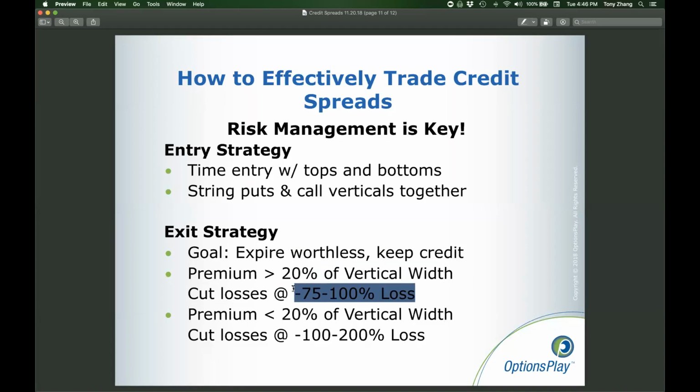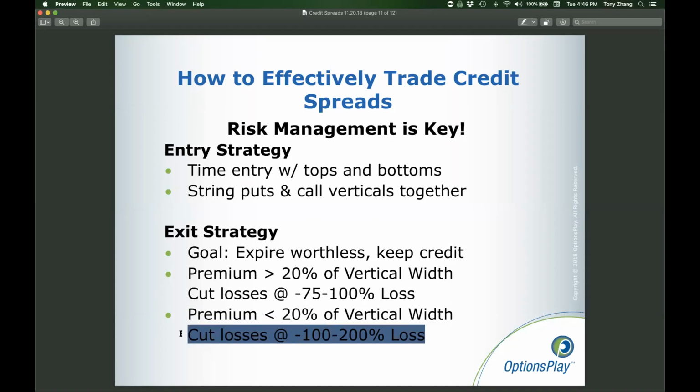Now, for those of you that like to sell really far out of the money credit spreads with really high probability of profit, you're going to receive less than 20% of the vertical width in the credit. So for those types of trades, when you're selling high probability credit spreads, you want to cut your losses when you've lost anywhere from 1 to 200% of the credit that you receive on that credit spread.